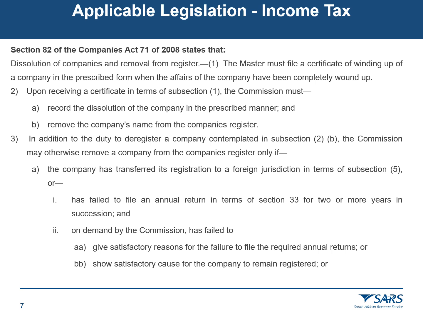Section 82 of the Companies Act 71 of 2008 states, on dissolution of companies and removal from register, that the Master must file a certificate of winding up of a company in the prescribed form when the affairs of the company have been completely wound up. Upon receiving a certificate in terms of subsection 1, the Commissioner must a. record the dissolution of the company in a prescribed manner, and b. remove the company's name from the company's register.